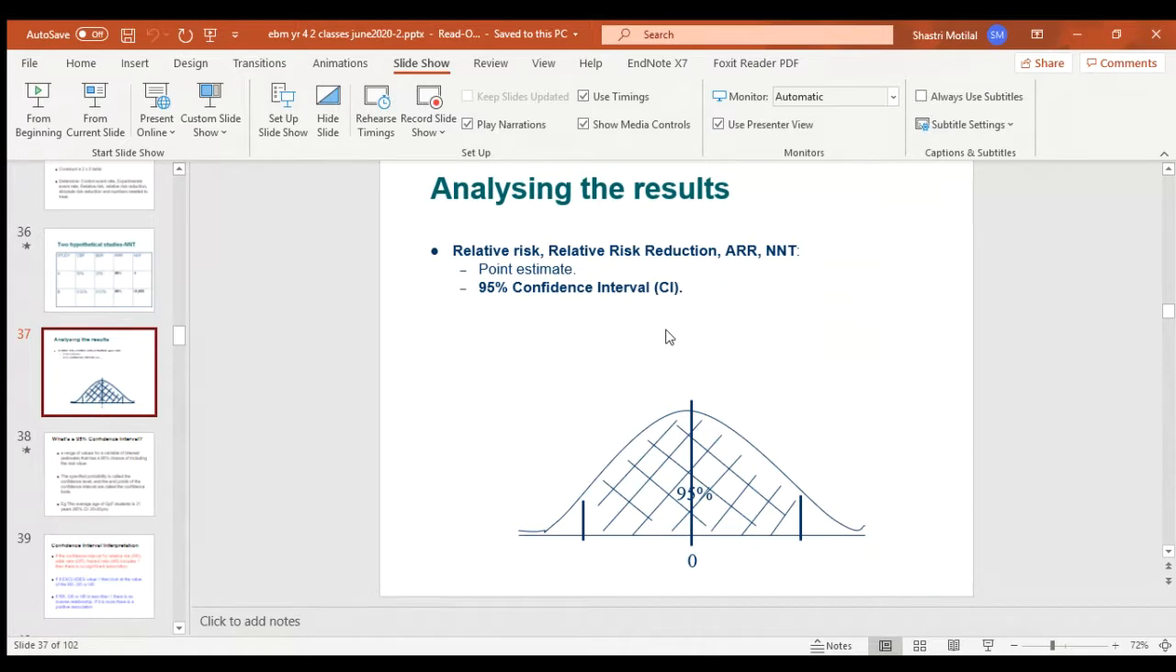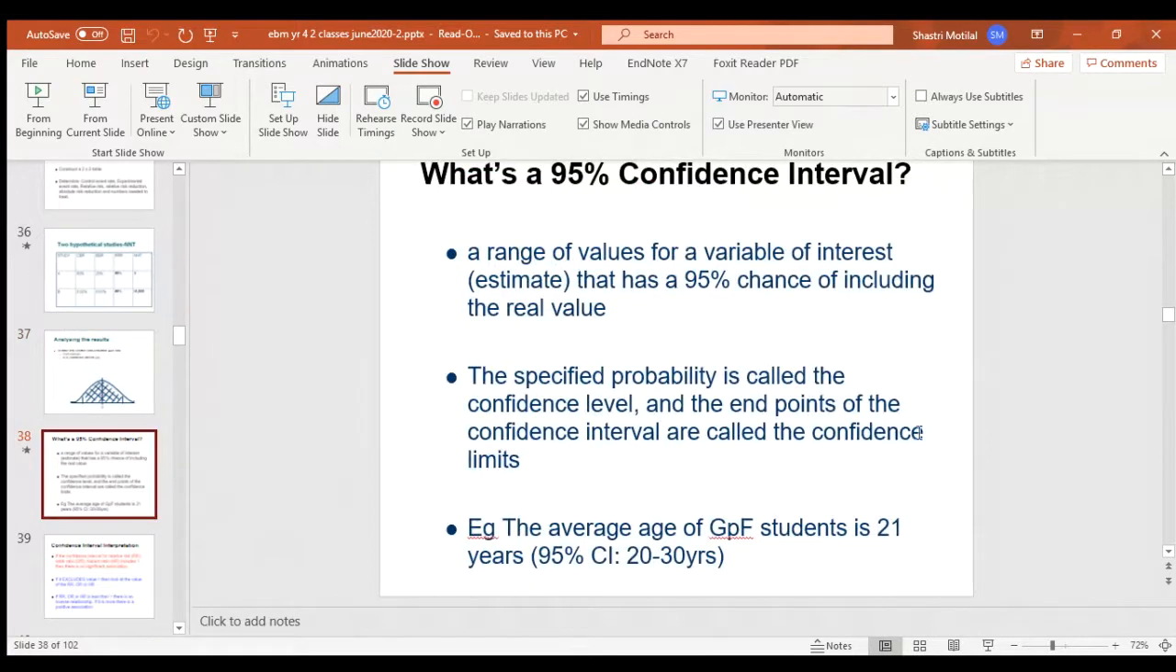So two things again we just have to discuss to wrap up RCTs and EBM part 1 for this morning. One of them is confidence intervals and the other is p-values. So the first one we'll talk about is this thing called a confidence interval. So what's this thing called a confidence interval? Confidence interval, as the word suggests, is an interval. An interval is a range of values.